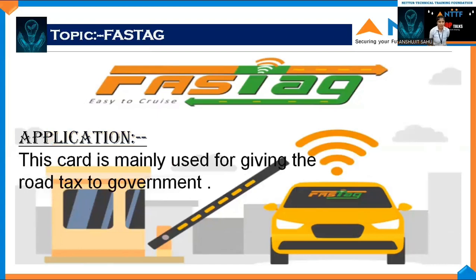Mainly this Fastag ID is applicable for giving the road tax to the government, and it is mainly used in vehicles.